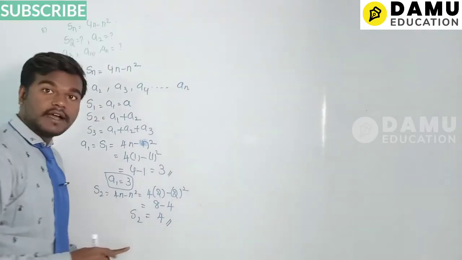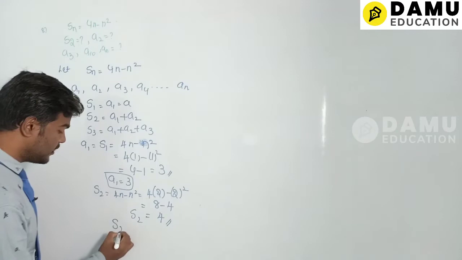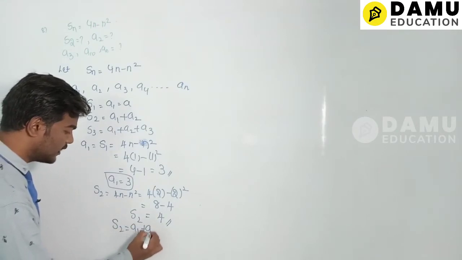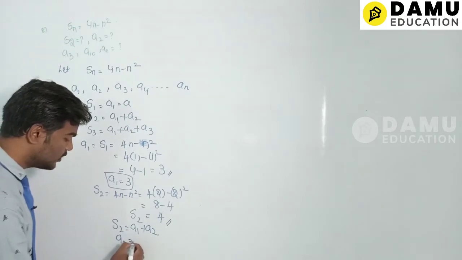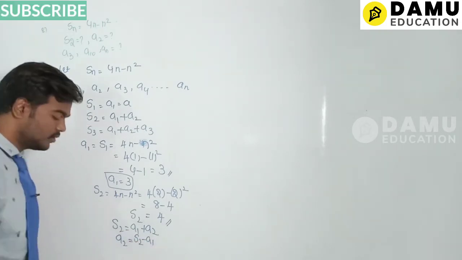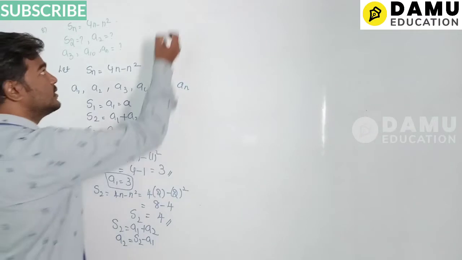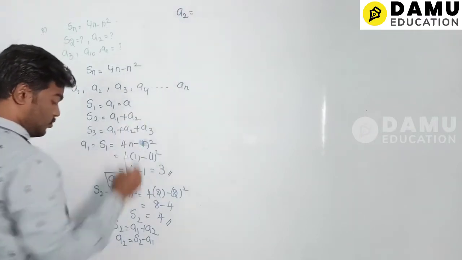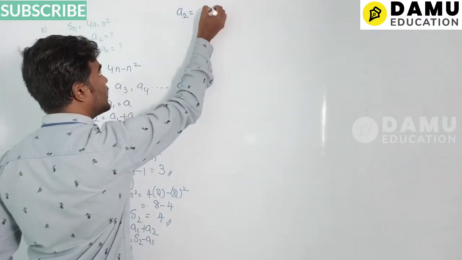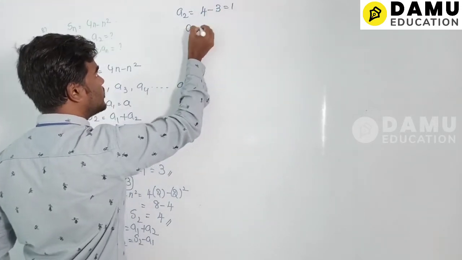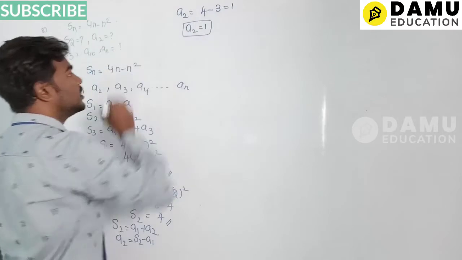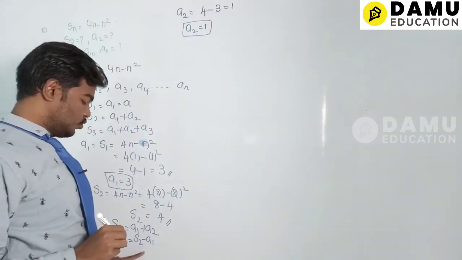Then what do we have to find? Actually S2 will be equal to A1 plus A2, correct? The sum of the first two terms. So then what is A2? That is S2 minus A1. So A2 will be equal to S2, which is 4, minus A1, which is 3. So we will get 1. So A2 will be equal to 1.